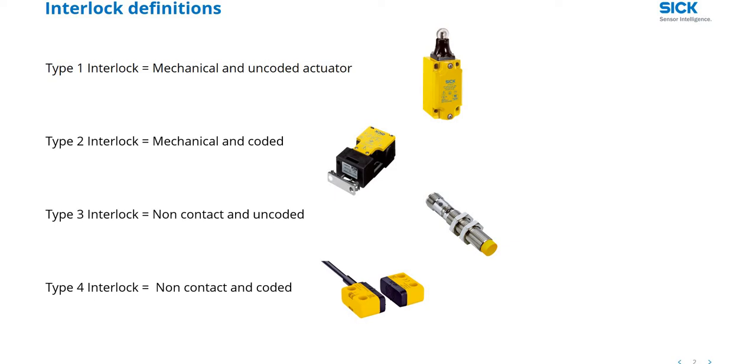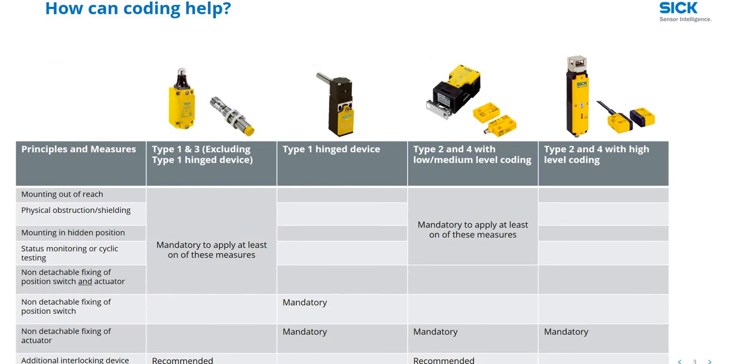So now that we kind of understand the definitions, we break it down into mechanical, non-contact, coded, and uncoded. And that's how we get 4 different types. So why is this important? How can this help me in understanding which switch I should choose? And we'll just go column by column here.